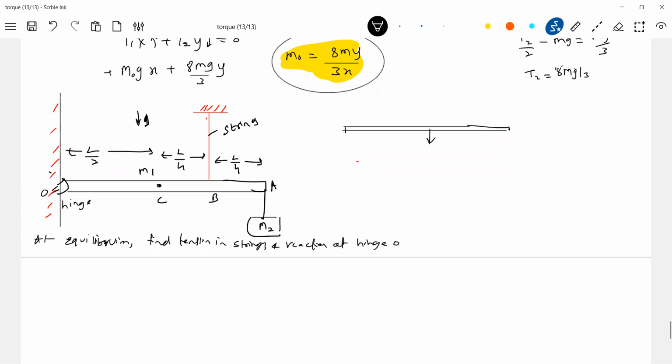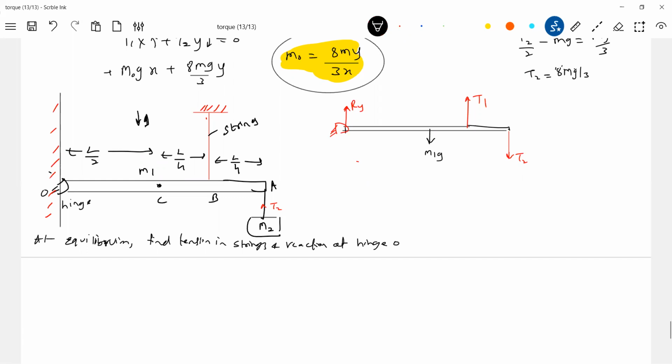The weight m1g will act here. The reaction Ry. And I don't take any reaction along x-axis. You must be able to justify this. This is T1 tension, and this is T2. What should be the T2? T2 should balance weight, M2g. And what about T1? T1 we don't know. And this is a hinge.